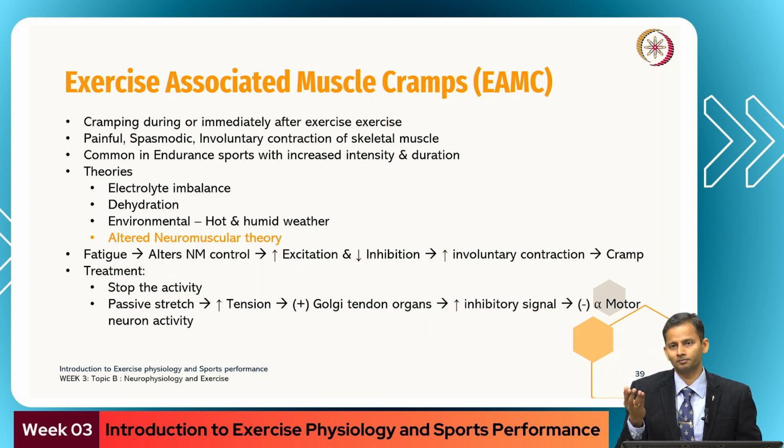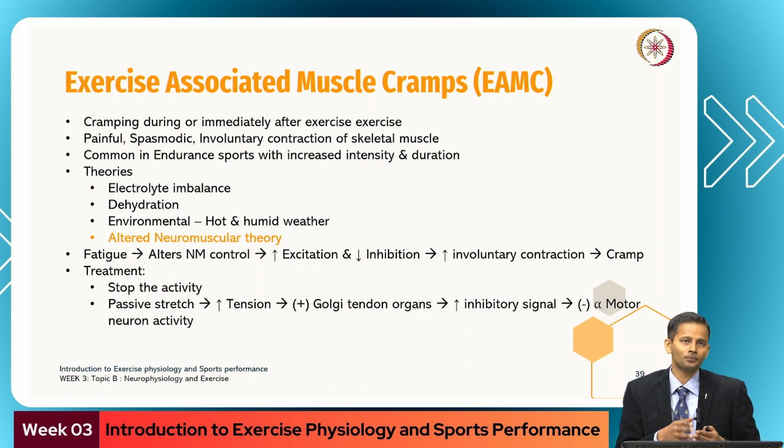A few researchers mentioned that cramps occur because of the electrolyte imbalance which happens during prolonged endurance activity. Subsequently, a few said it might be because of dehydration in the individual. A few came up with an environmental theory, wherein hot and humid weather is the reason for the occurrence of cramps. However, the most scientifically proven and accepted is the latest altered neuromuscular theory.